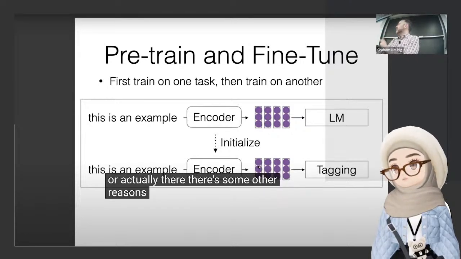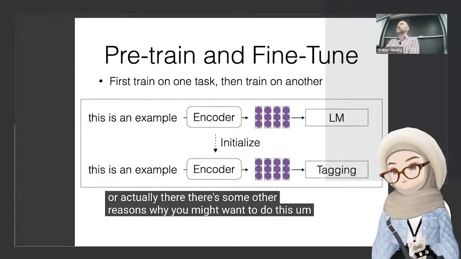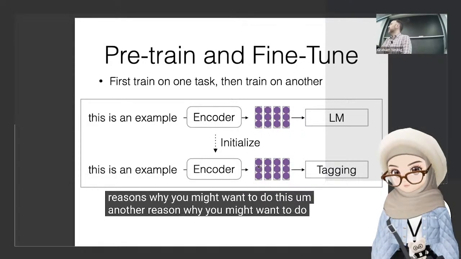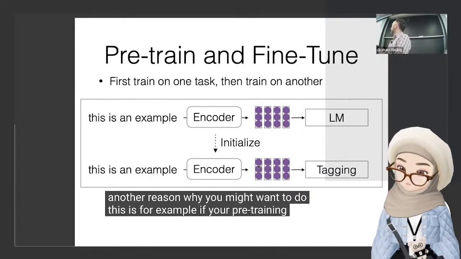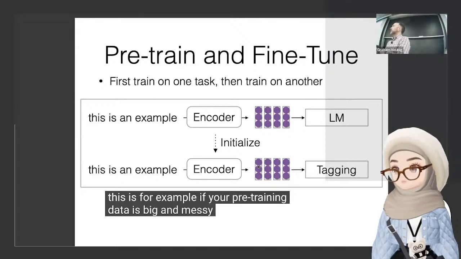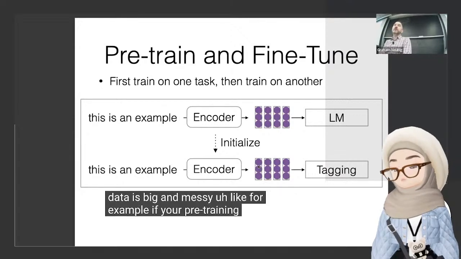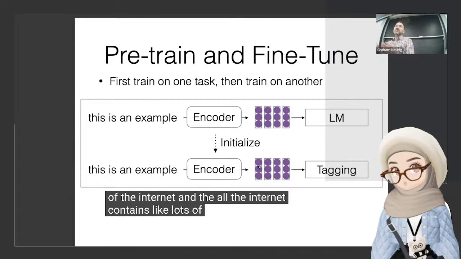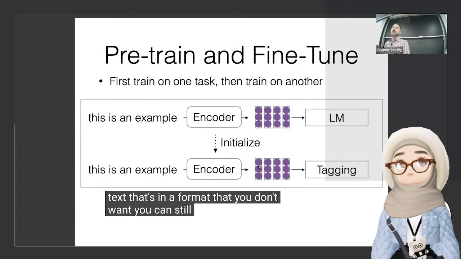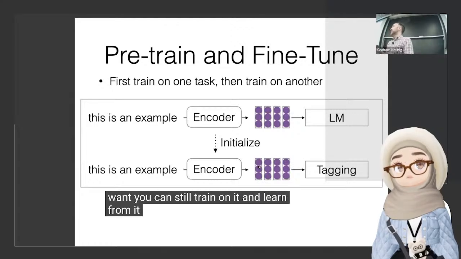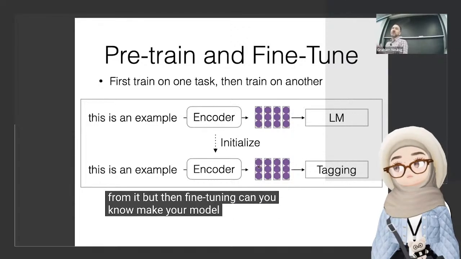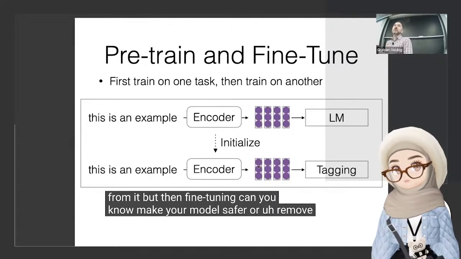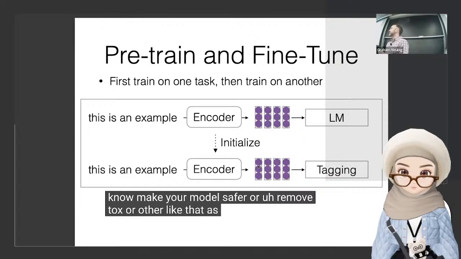Actually, there are some other reasons why you might want to do this. Another reason is, for example, if your pre-training data is big and messy, like all of the internet, which contains lots of toxic text and text in a format that you don't want. You can still train on it and learn from it, but then fine-tuning can make your model safer.